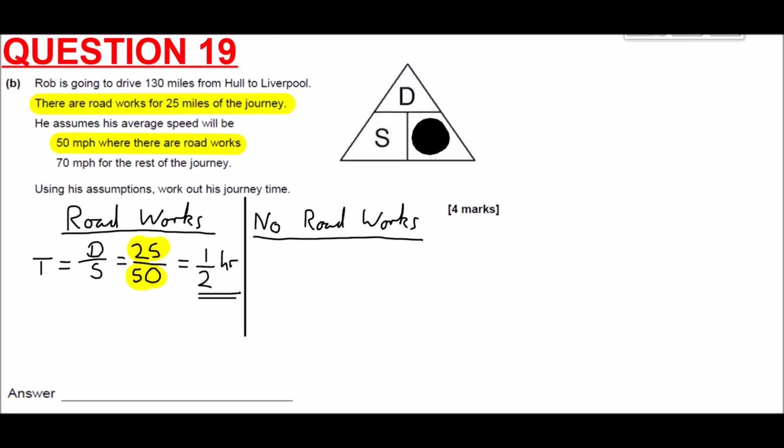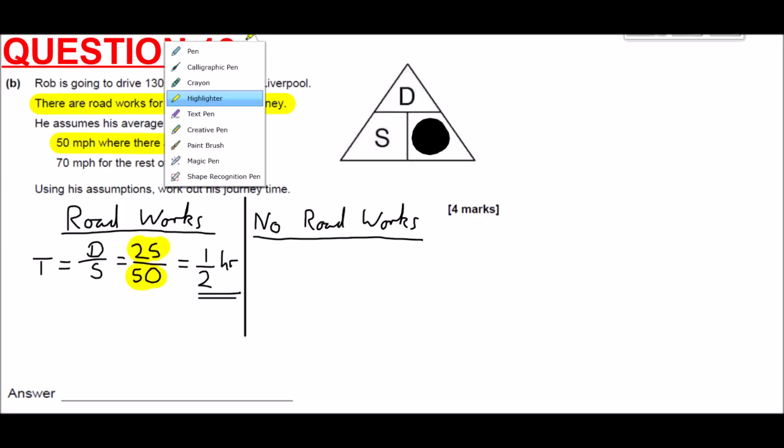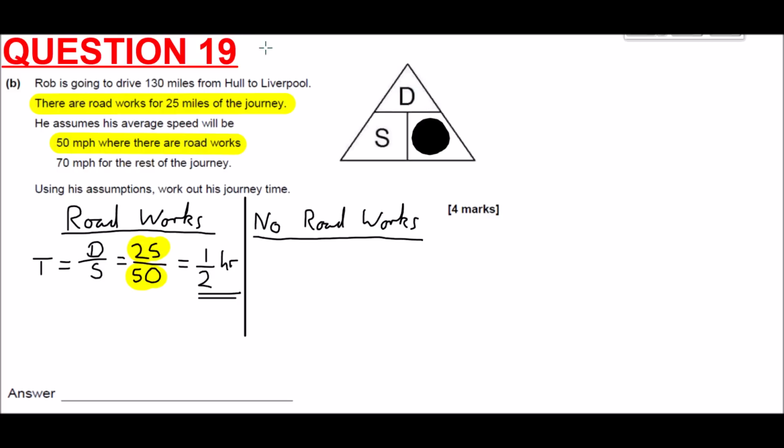Now let's think about where there aren't any roadworks. We're told that there's 130 miles of a journey and there's roadworks for 25 miles of the journey. So based on that, what we could do is work out how much of a journey isn't going to be roadworks. So 130 miles in total. If 25 of that is roadworks, that means the remaining 105 should be without roadworks.